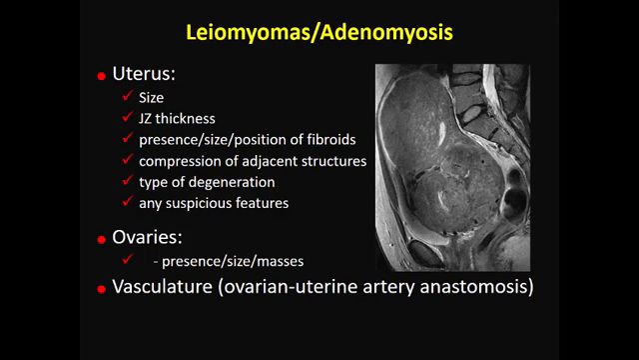If a case is planned for uterine artery embolization, you have to comment on the vasculature. Is there an ovarian-uterine artery anastomosis or not? That is really important for treatment planning. And of course, presence of hydronephrosis, which doesn't mean that that's a sign of leiomyosarcoma, because large leiomyomas can cause hydronephrosis.